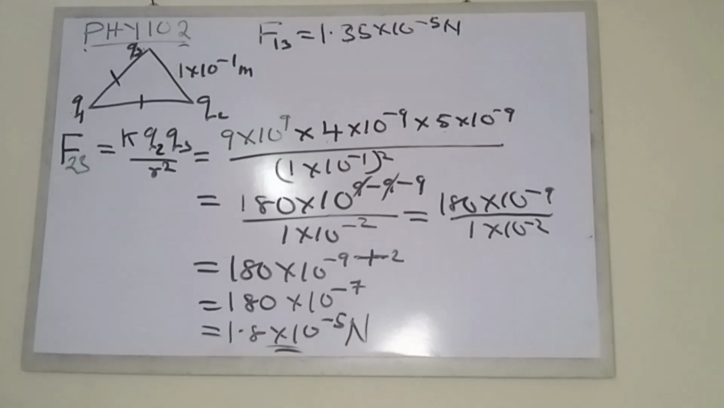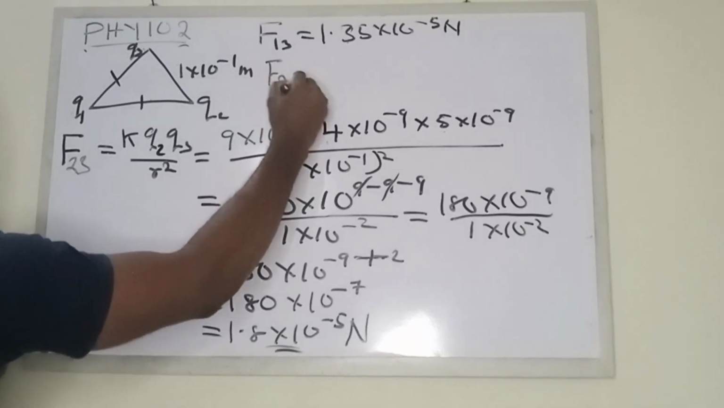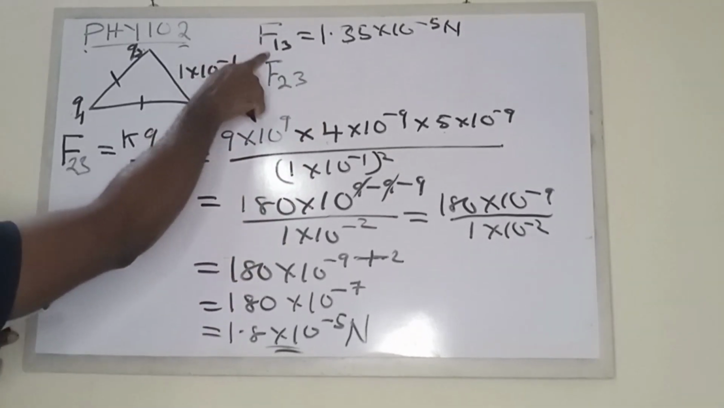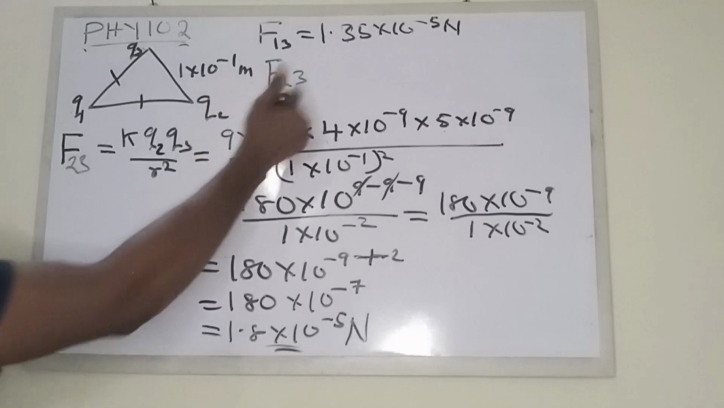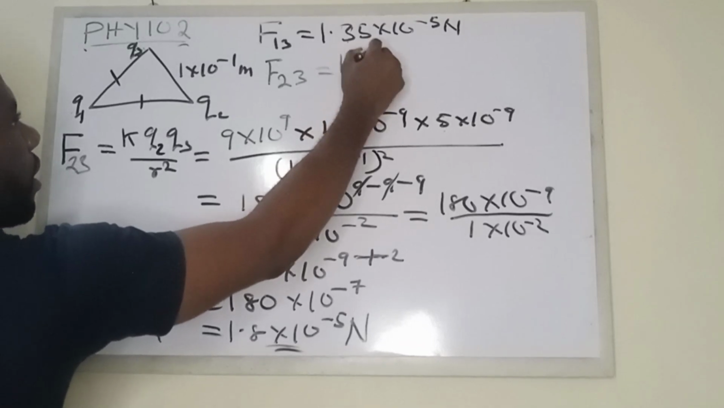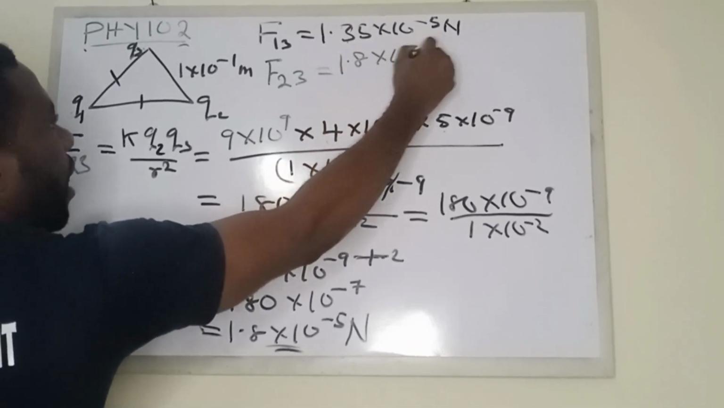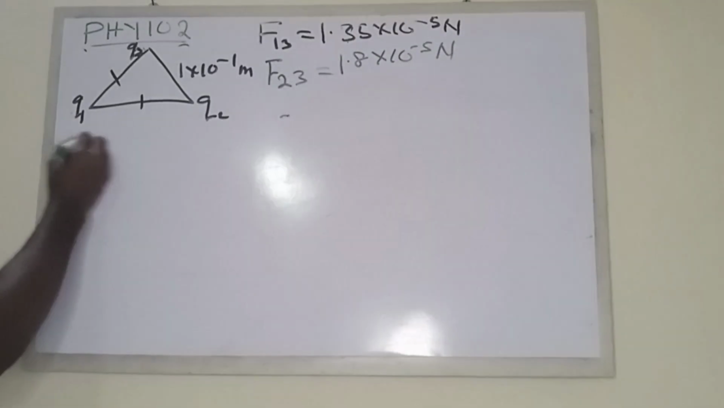Now, the question says to find the total force on Q3. Remember that this is our force on charge 1 and 3, and this is our force on charge 2 and 3. So here we got 1.8 times 10 raised to the power of minus 5 Newton. So please, let's take this away.